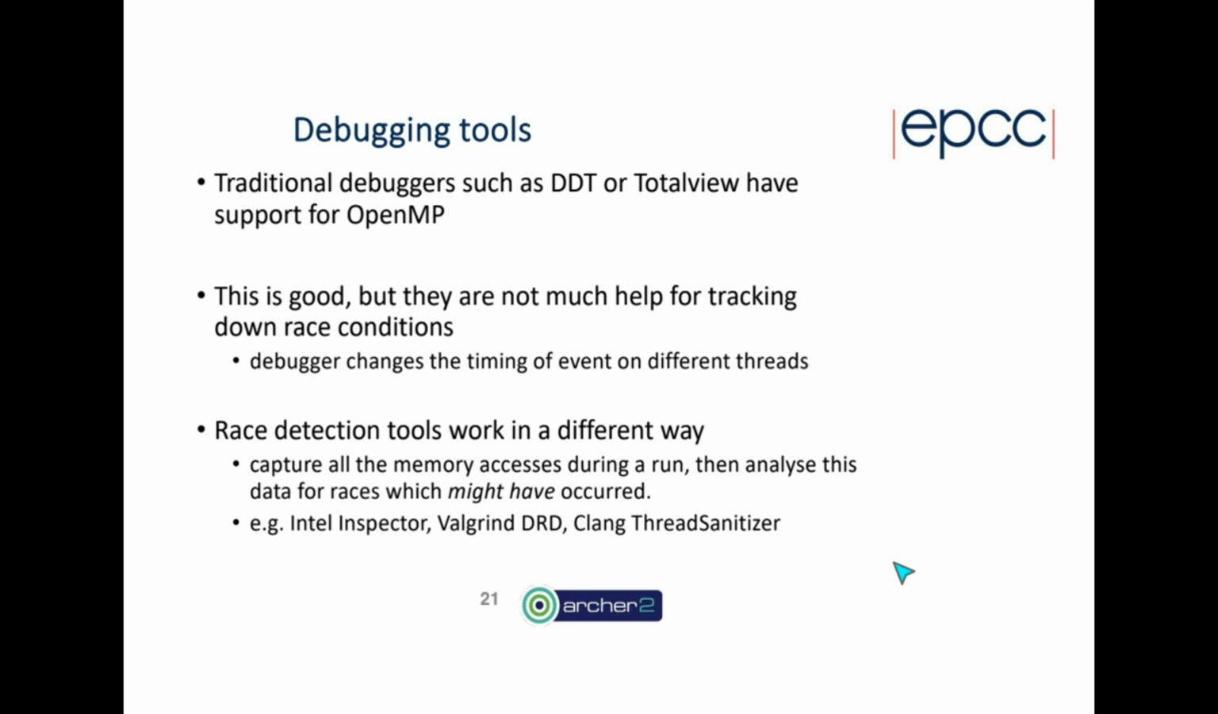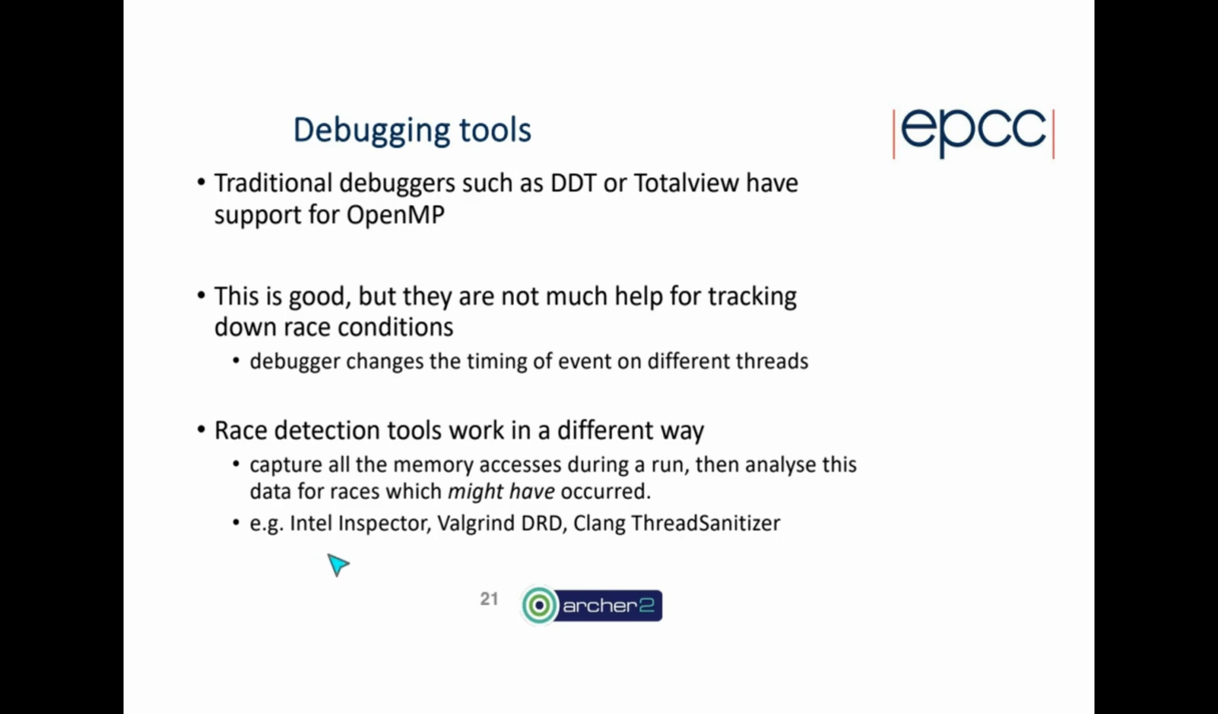However, there are some tools that will try to do race detection, and they work in a very different way. They don't do traditional debugging, stepping through code like normal debuggers. What they do is instrument the code, and then capture all the memory accesses that happen during a run, and then analyze that trace data for races which might have occurred. So they record all the memory accesses and all the synchronization points, and then post-analyze that trace to see whether there were any potential accesses that were incorrectly synchronized.